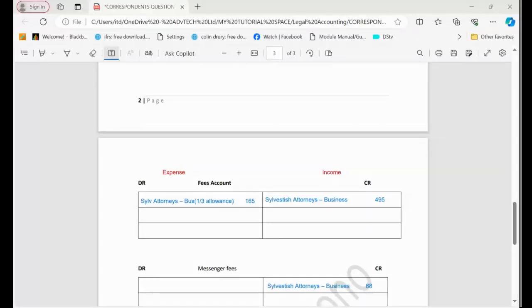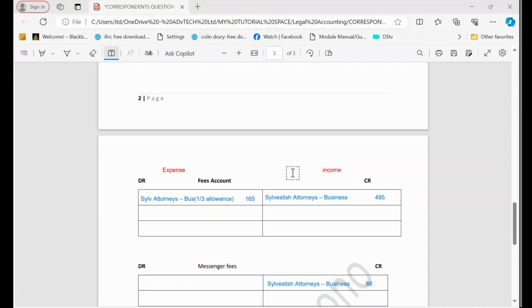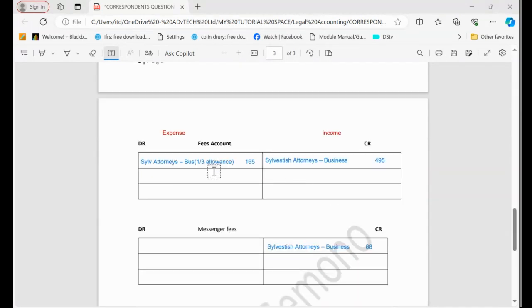Now let's try to finalize our books. Can you see now? So firstly, I'm going to come here to the messenger fees. Remember this messenger fee, can you see, for example, it's an income to us. But at the end of the day, this messenger fee has been paid out of our business bank account.